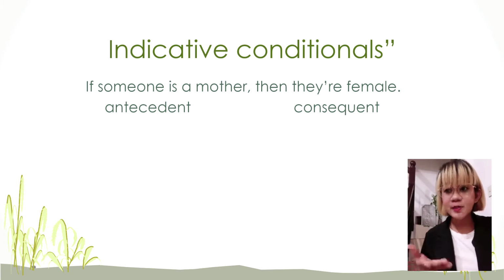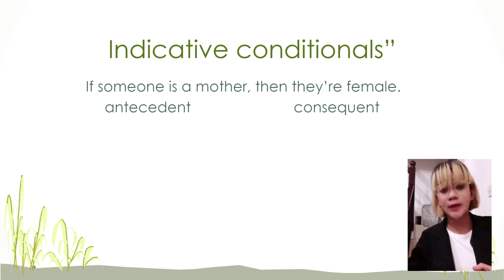If someone is a mother is our antecedent in this sentence, because that is our condition. And our result is gender female, which is also called our consequent. Now, if we know that someone is a mother, not just a parent, but a mother, that is enough to show that person is female. Therefore, being a mother is a sufficient condition for being female. We can easily assume that if a person is a mother, then we can easily conclude that person is a female.